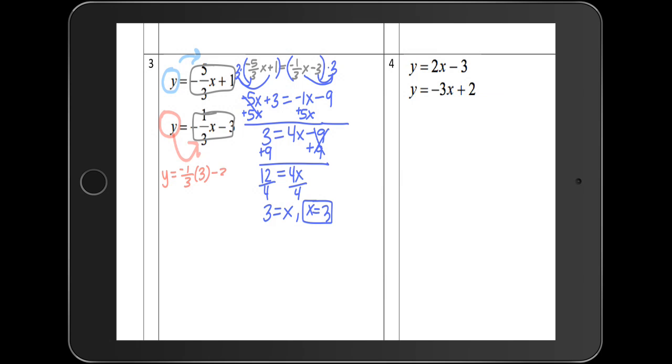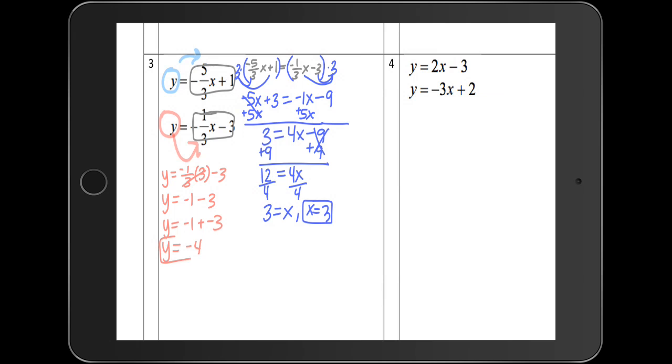minus 3. Now, just like when we canceled out our fraction, this 3 times 1/3 is also going to cancel out that fraction. And I'm left with y equals negative 1 minus 3. This is an integer problem because I have a negative number and I'm subtracting. So I have y equals negative 1 plus a negative 3 if I keep flip change. So I'm adding negative 1 and negative 3, and I get y equals negative 4.